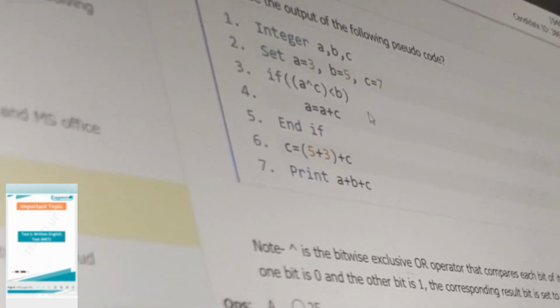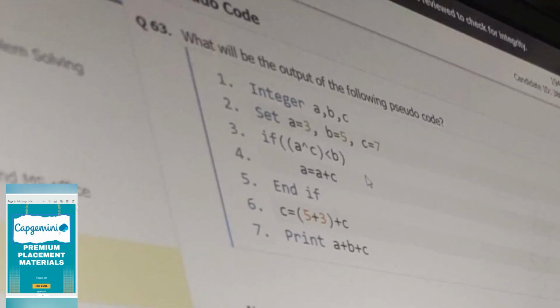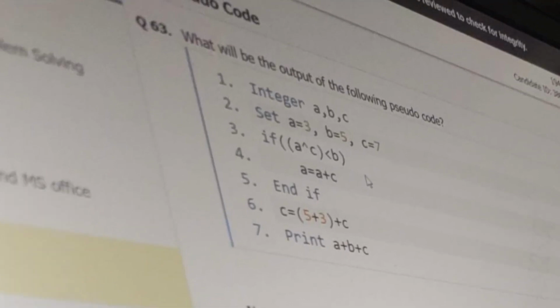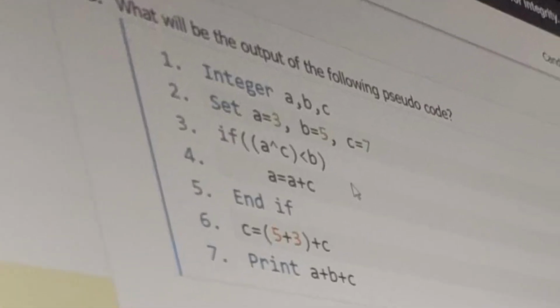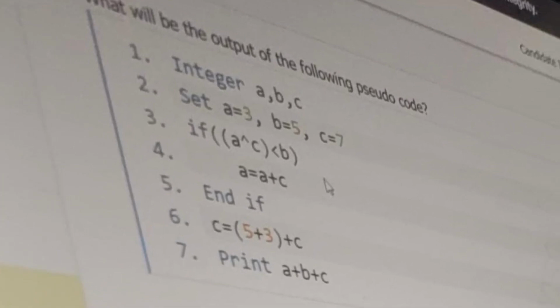Please pause the video and try to solve the problem by yourself, then watch to see if your answer matches mine. At the very first, you have to know how to convert a binary number to decimal and a decimal number to binary. You also have to know operations like AND, OR and XOR, so that you can solve any pseudocode problem very easily.